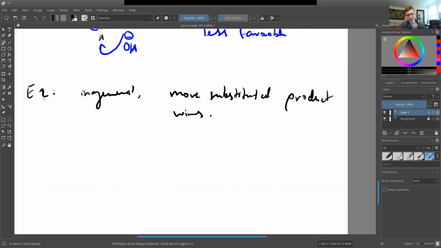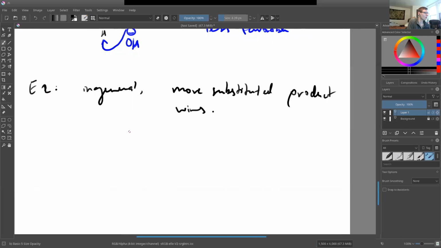In fact, we can give this rule a fancy name if you want, although you've already known it. You've already been doing it all this time. Okay. So if we want, we can call this the Zaitsev rule. There's like 50 million ways of spelling Zaitsev, so pick whichever one you like. So we could call this rule, which says that we get the most substituted product at the end, right?